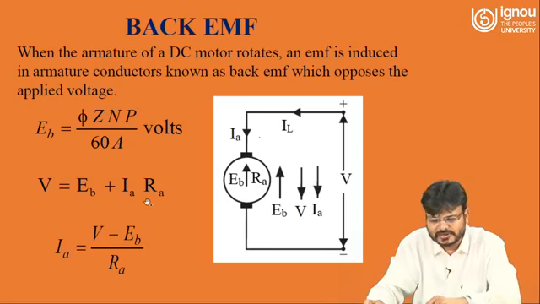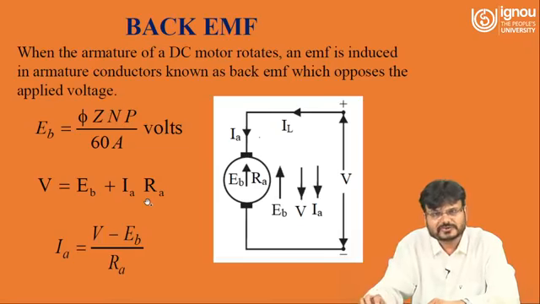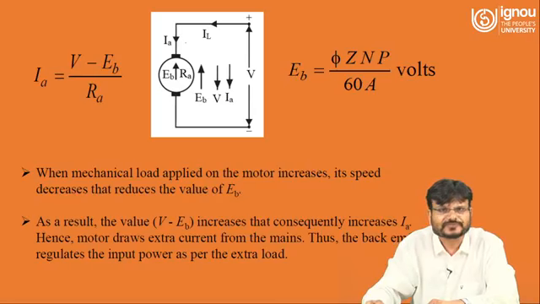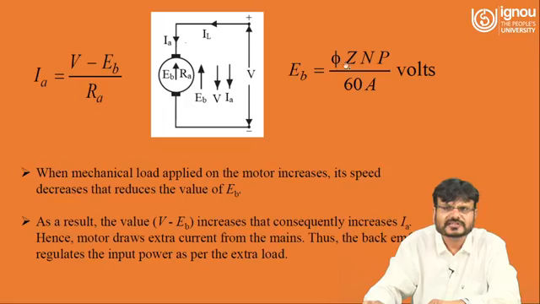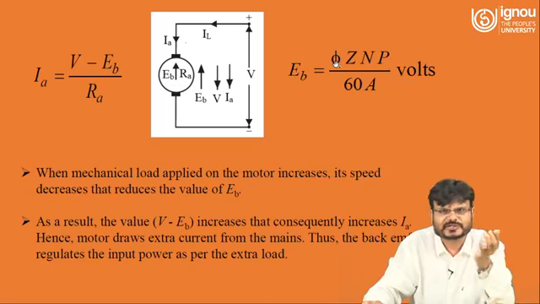Now we have to understand the three conditions, how this back EMF can be used to develop the torque in a DC motor. So you have to remember these two formulas: Ia is equal to V minus Eb upon Ra, and Eb is equal to phi Z N P upon 60 A, where phi is the flux per pole.